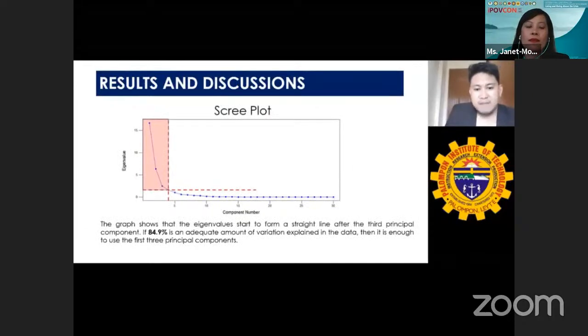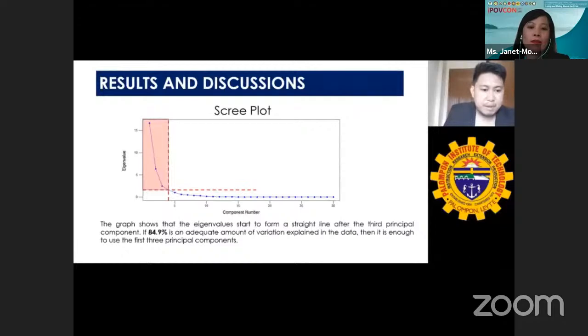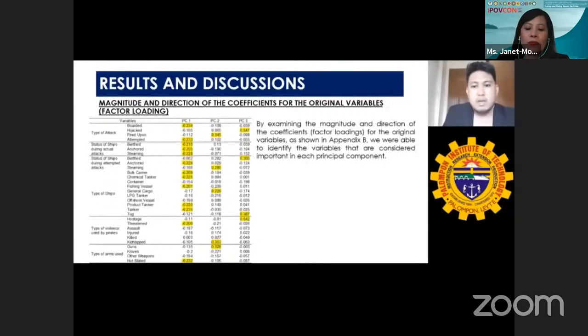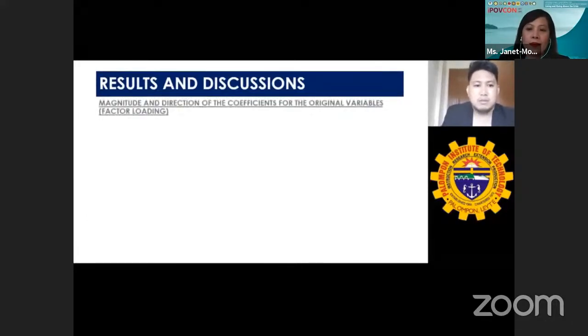The graph shows that the eigenvalues start to form a straight line after the third principal component. If 84% is an adequate amount of variation explained in the data, then it is enough to use the first 3 principal components. By examining the magnitude and direction of the coefficients for the original variables, we were able to identify the variables that are considered important in each principal component.